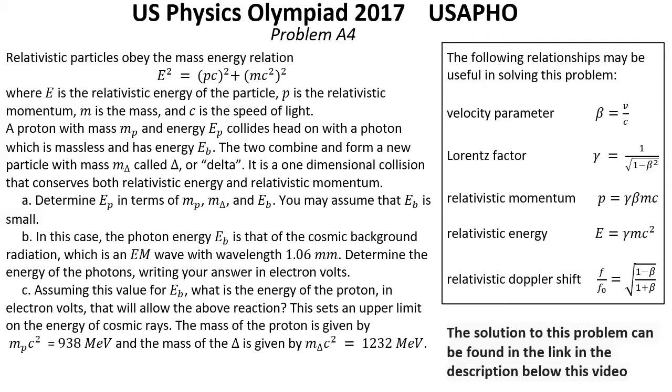A proton with mass m_p and energy E_p collides head-on with a photon, which is massless and has energy E_b. The two combine and form a new particle with mass m_delta, called delta. It is a one-dimensional collision that conserves both relativistic energy and relativistic momentum.